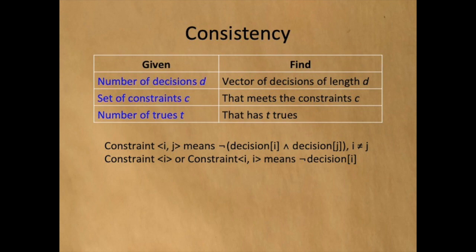We are given a number of decisions D, a set of constraints C, and a number of truths T. A consistency algorithm must find a vector of decisions of length D that meets the constraint C and that has T truths. Constraints of the form constraint ij mean that decision i and decision j may not both be true. Either decision i or decision j, or both, must be false. Constraints of the form constraint i mean that decision i must not be true.